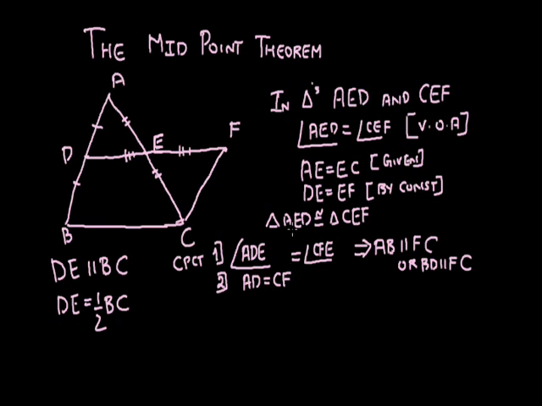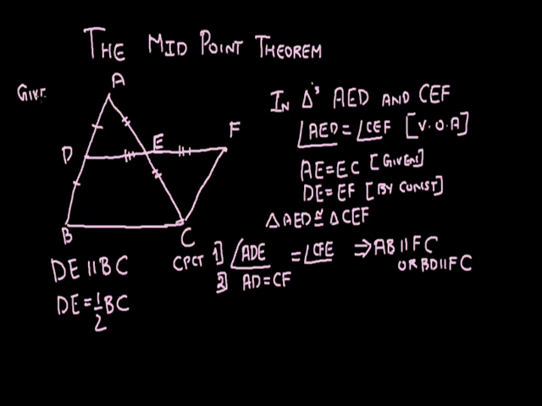This also follows from CPCT. Please note the order in which I have written the congruence of the triangles. A and D both are the first and third letters in this particular triangle denotation. C and F are similarly in the respective locations in the other denotation. So AD would become equal to CF and angle ADE would become equal to angle CFE. So now what do you observe? Let me write what is given here, just to make things clearer.